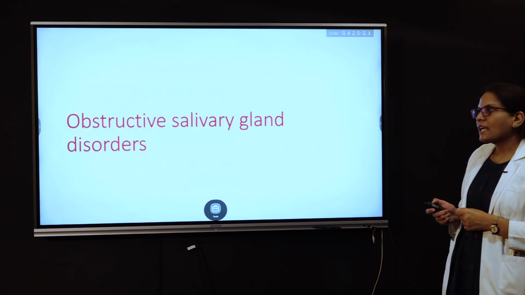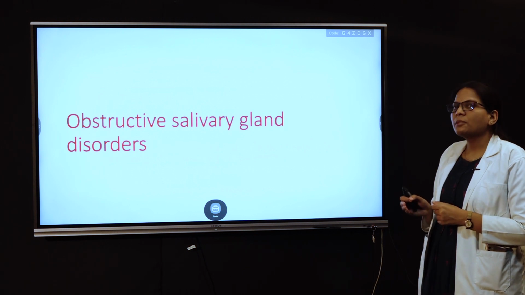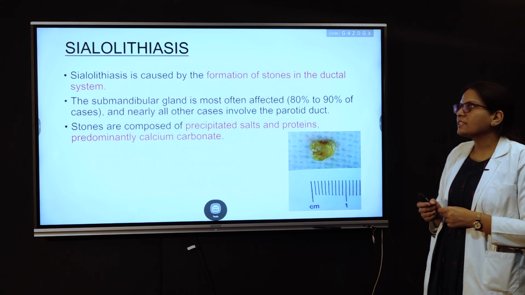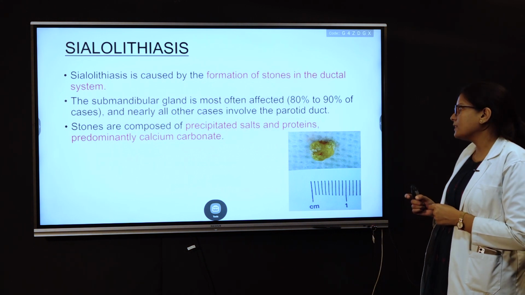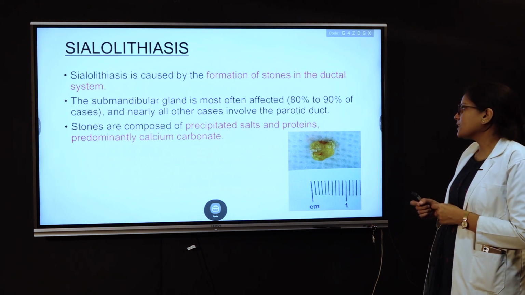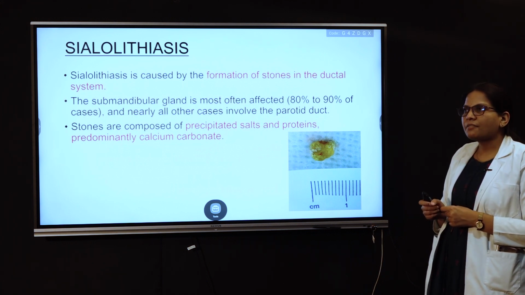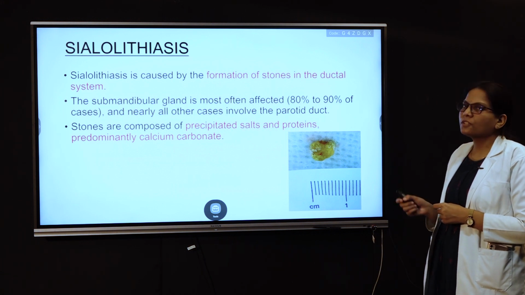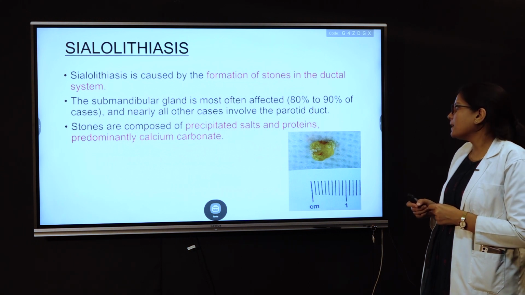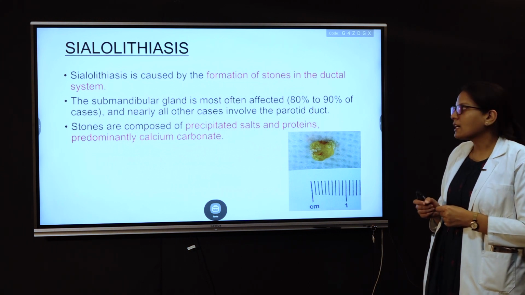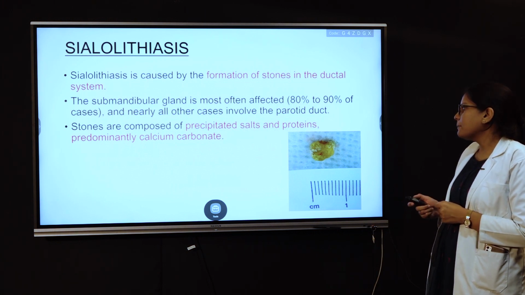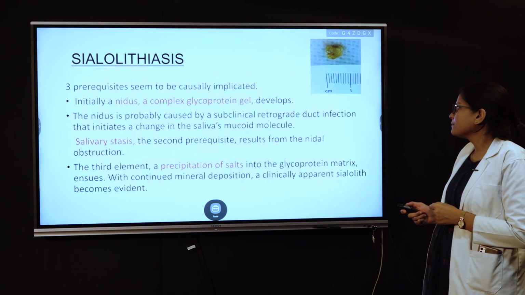The obstructive salivary gland disorders: here the gland is affected because there is a blockage in the flow of the salivary secretions. The first condition is sialolithiasis, which is nothing but stone formation. So sialolithiasis is caused by the formation of stones in the ductal system. The submandibular gland is frequently affected apart from your parotid gland because of the tortuous nature of the duct and the composition of the saliva in the submandibular gland, which has high mineral content. So the stones are composed of precipitated salts and proteins, and predominantly calcium carbonate is seen.